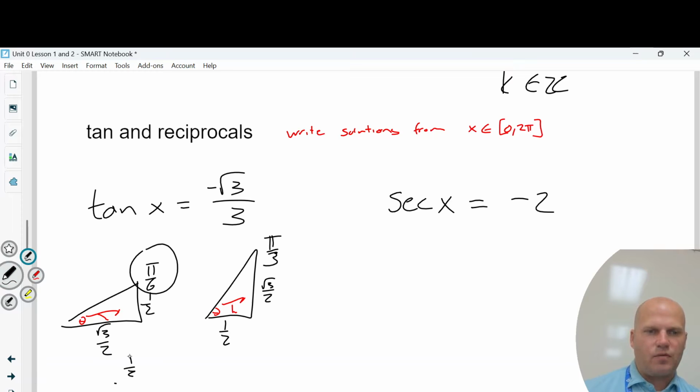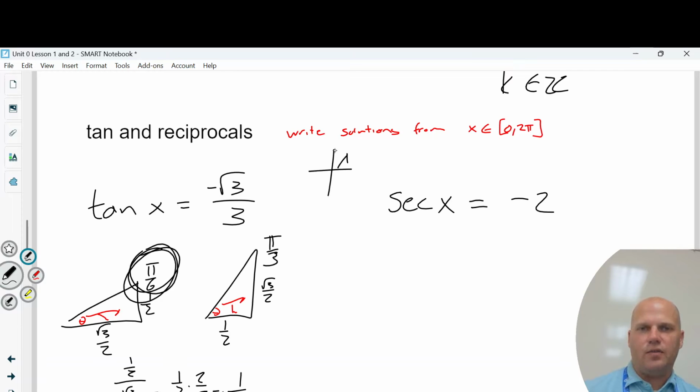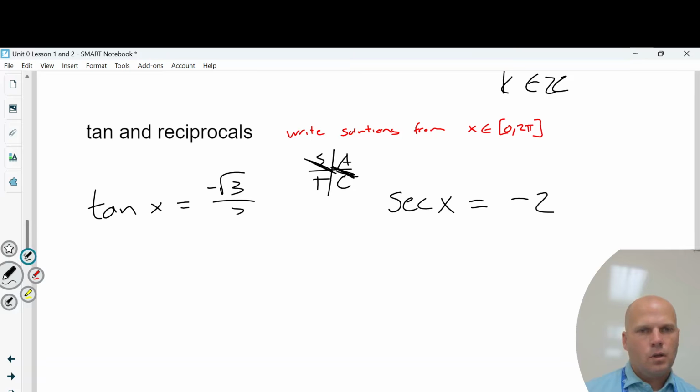It's because 1/2 divided by root 3 over 2 ends up being 1 over 2 times 2 over root 3, which is 1 over root 3, which turns into root 3 over 3. So we want the pi over 6 where tangent is negative. Tangent is negative in the second and the fourth quadrant, so I want this pi over 6 and that pi over 6. So those are 5 pi over 6, which is 1 pi over 6 less than 6 pi over 6, and 11 pi over 6.